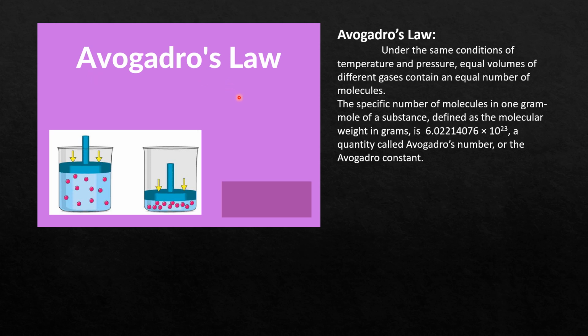See Avogadro's law. Under the same condition of the temperature and pressure, equal volumes of different gases contain an equal number of molecules. The specific number of molecules in 1 gram mole of a substance, defined as the molecular weight in grams, is a quantity called Avogadro's number or the Avogadro constant. See, this is the gas or a liquid. When we push down or we apply pressure, the volume decreases. The volume decreases, but the weight remains same.